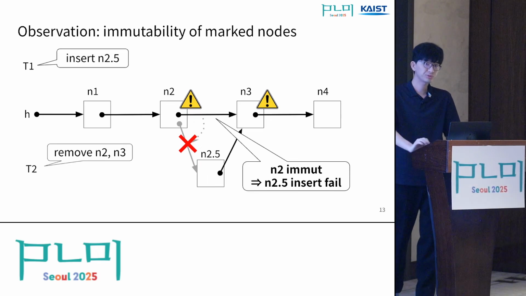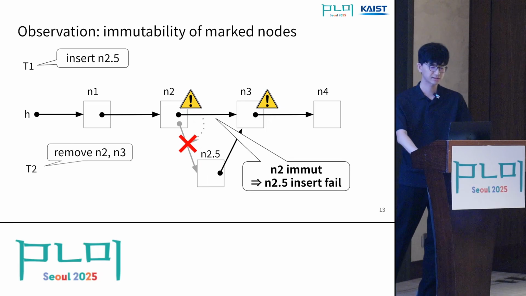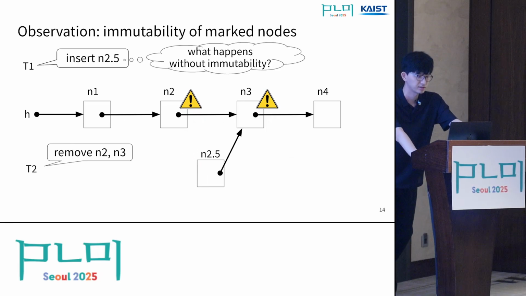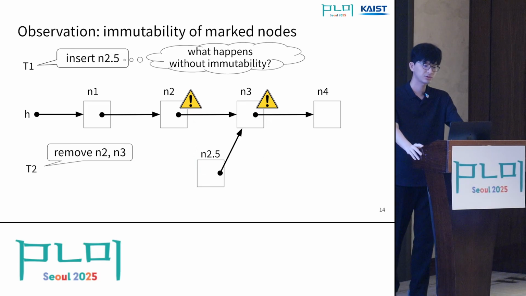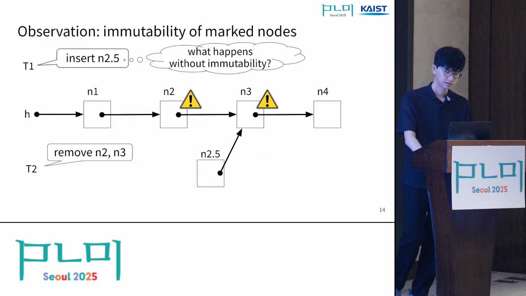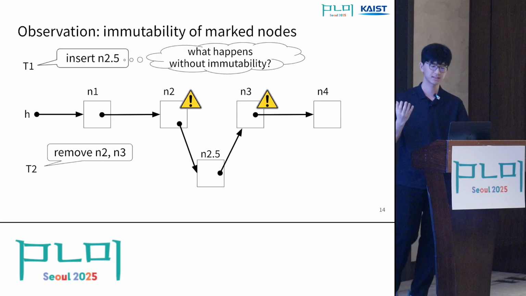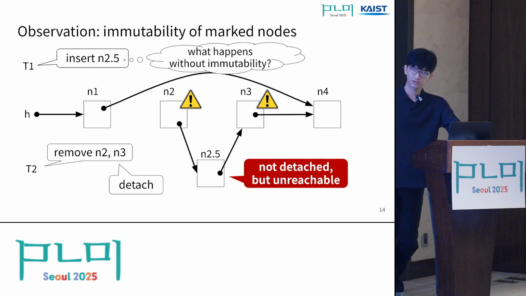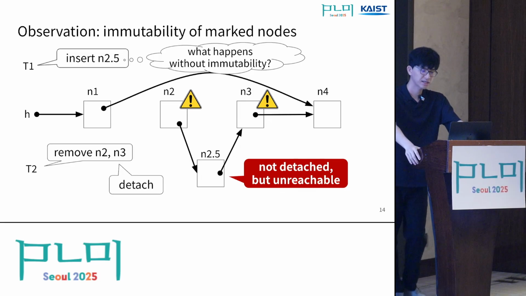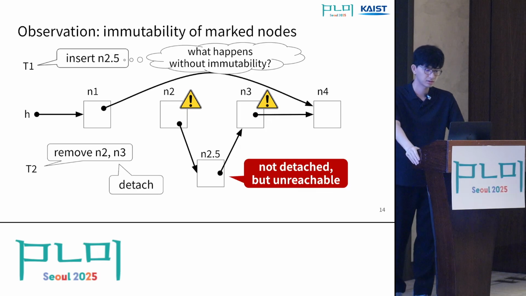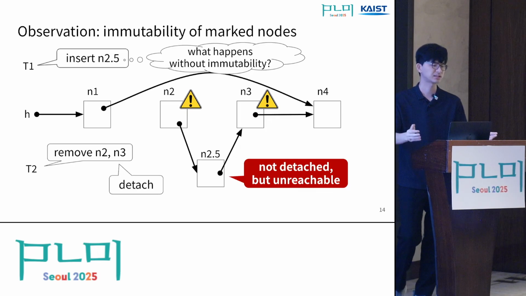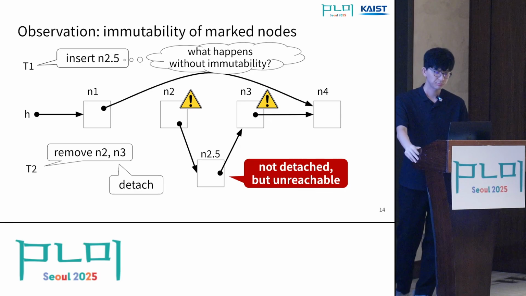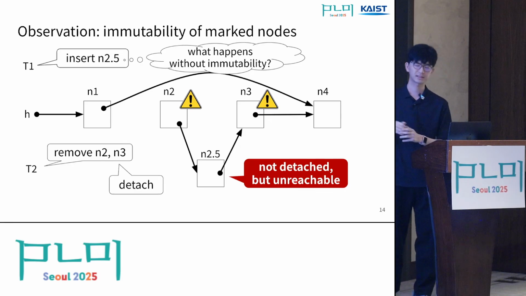Now, immutability is actually essential for the correctness of traversal-based data structures, and to see why, suppose marked nodes were actually mutable and the insertion of node 2.5 succeeded. In this case, when T2 finishes running and detaches nodes 2 and 3, we see that the node 2.5 that was just inserted actually becomes unreachable from the head node even though it has never been marked to be detached. Immutability prevents such a problematic scenario from happening.